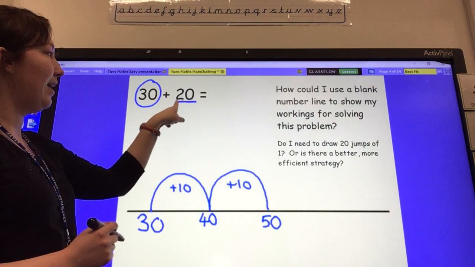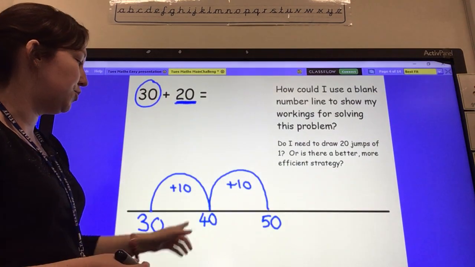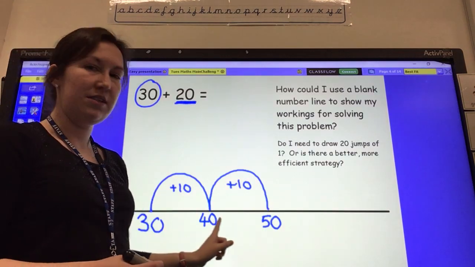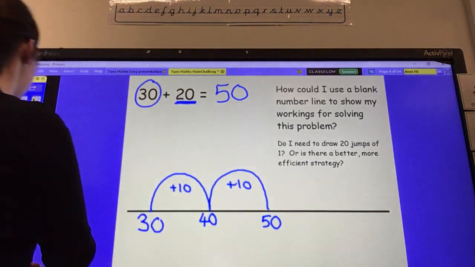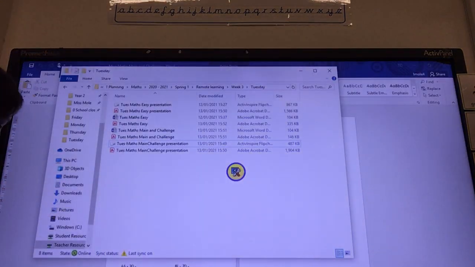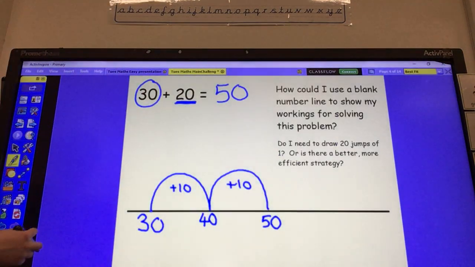So, I've drawn my number line, I've labelled my starting number, I've added on my jumps of 10, which is here. How many jumps of 10 do I need? What do those jumps of 10 need to total? And then I filled in the numbers underneath. So my answer here is 50. Oh, Miss Moll did not mean to hide that away then.